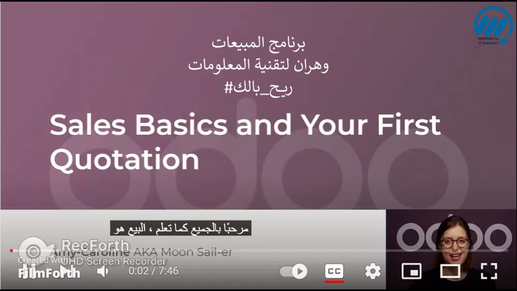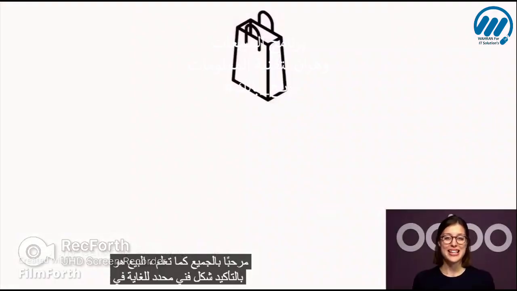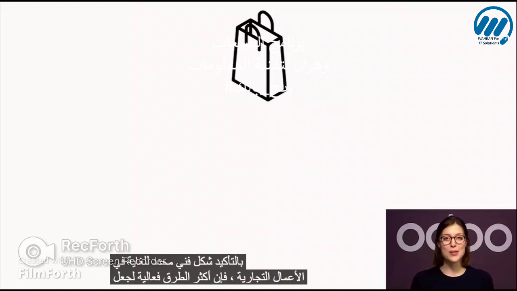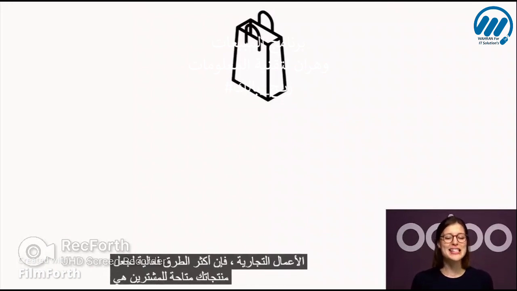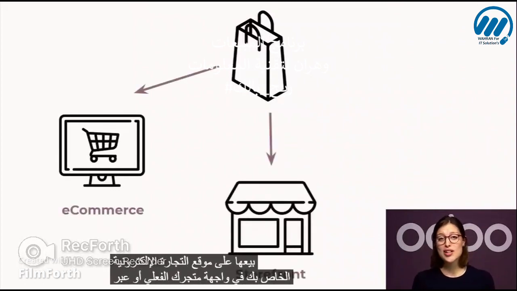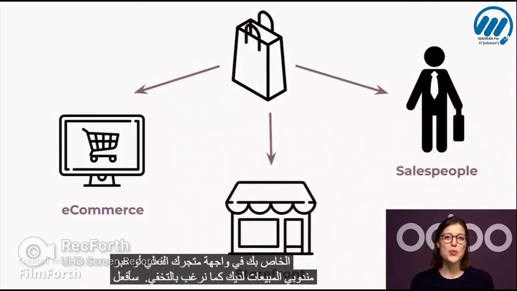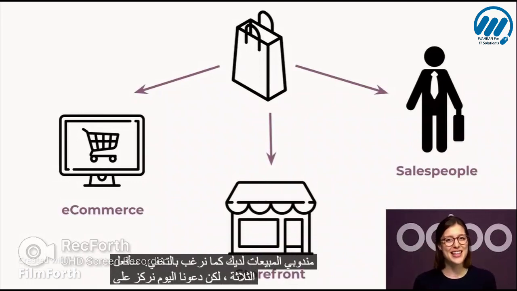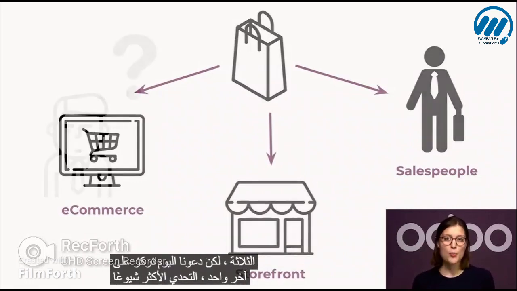Hi everyone! As you may know, selling is certainly a very specific art form. In business, the most effective ways to make your products accessible to buyers is to sell them on your e-commerce website, in your own physical storefront, or via your salespeople. At Stealthy Wood, we'll do all three, but today, let's focus on the last one.